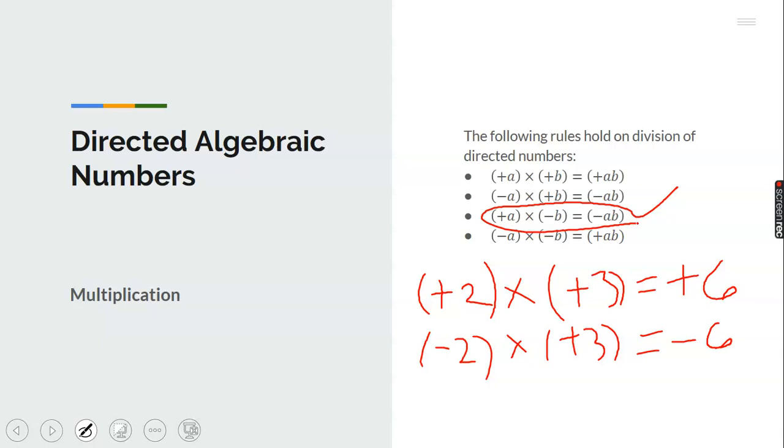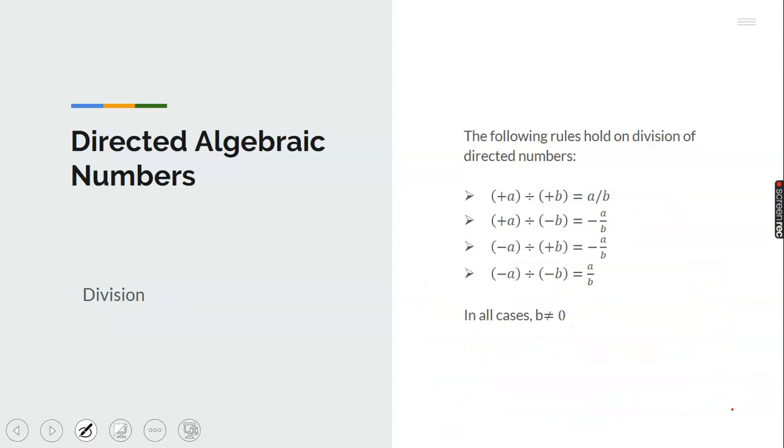Now, the next one is minus, let's say, I'm still using minus 2 multiplied by minus 3. And this will give you plus 6. Are you seeing it? And what this one says is that whenever you are multiplying a negative sign together, it will give you a positive sign. Minus multiplied by minus will give you positive, and you multiply the numbers.